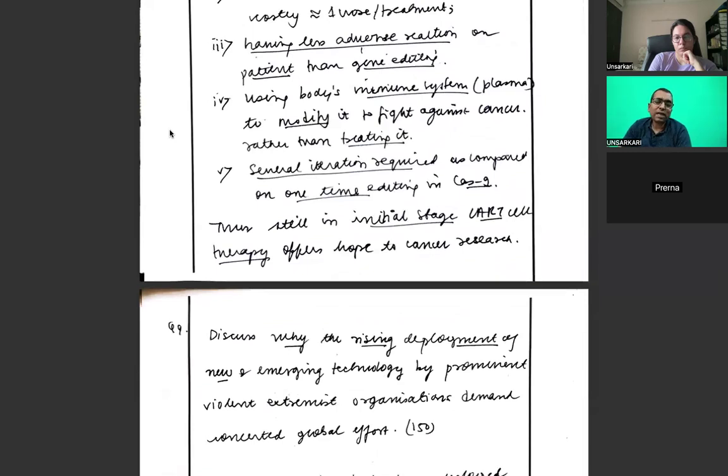So I think the diagram is going to make a lot of difference. It is bringing a lot of clarity. That is what one can say.